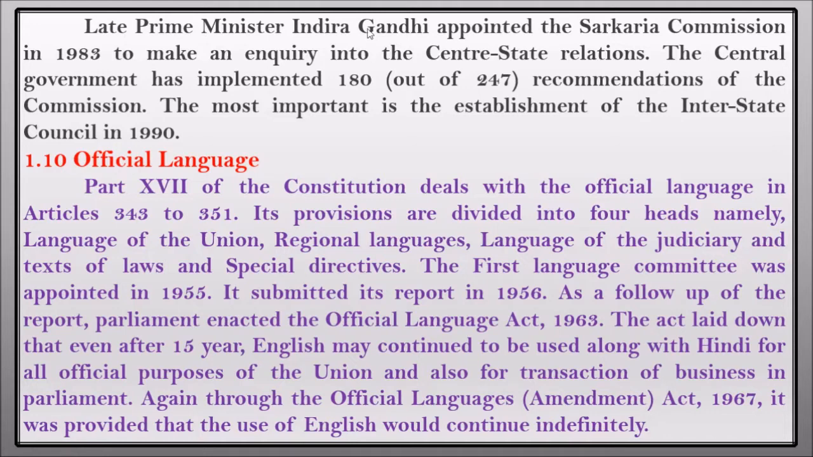Now, late Prime Minister Indira Gandhi appointed the Sarkaria Commission in 1983 to make an inquiry into the center-state relations. She appointed the Sarkaria Commission in the year 1983 to inquire into the status of the relations, both financial and political, between the center and the states. Okay, and the central government has implemented 180 recommendations of the commission. Out of 247 recommendations, 180 were implemented. It means they came into action.